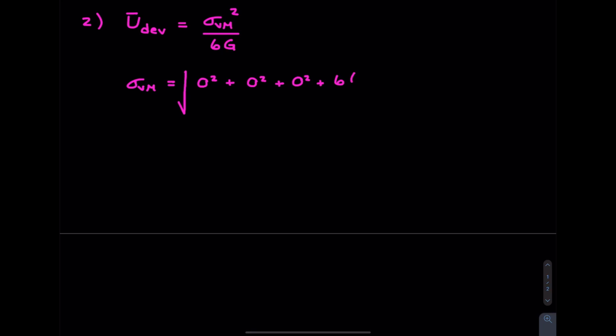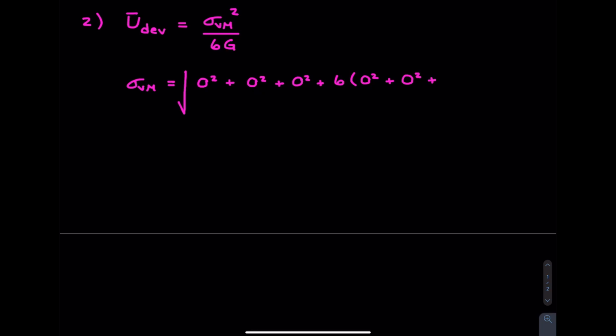Now let's talk about the shears. So we go plus 6, and then it's all of the shear stresses squared. So sigma 12, well, we said that that's actually equal to 0, so we have 0 squared. Sigma 13, oh, wait, we also said that that's equal to 0, so that's 0 squared. And then plus sigma 23.